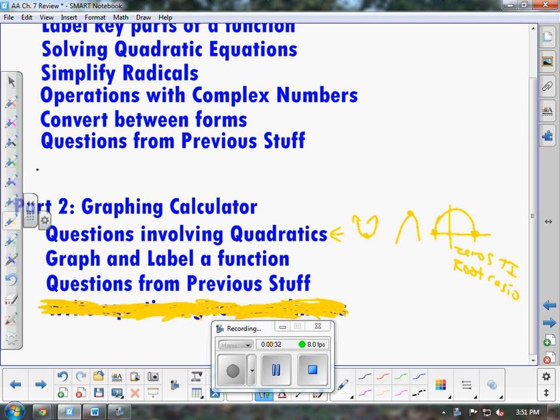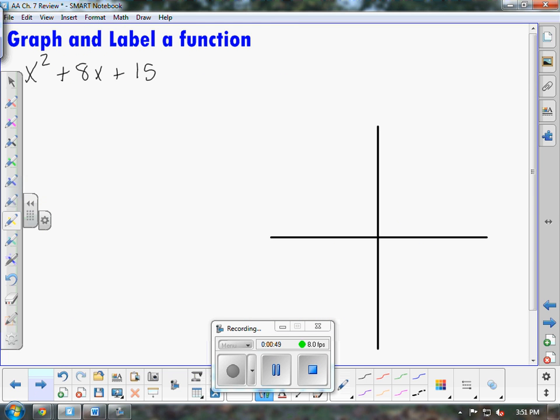And so then the other parts of the test that will be on Friday is you're going to have to graph and label parts of a function, a quadratic function, and then some questions from previous material that we've covered in this class and at any point in time during the year. So as far as graphing quadratic equations, here would be an example of one.